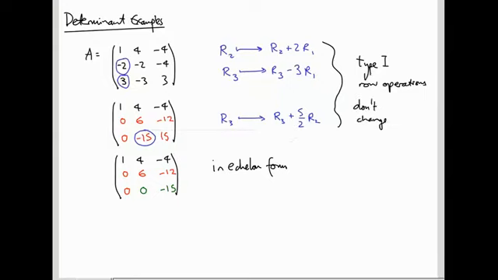So rather than calculating the determinant of A directly, I can just calculate the determinant of this, which, remember, is an upper triangular matrix, all the non-zero entries are on the diagonal or above it, so I just get the product of the 3 diagonal entries. So it's 1 times 6 times minus 15, which is minus 90.